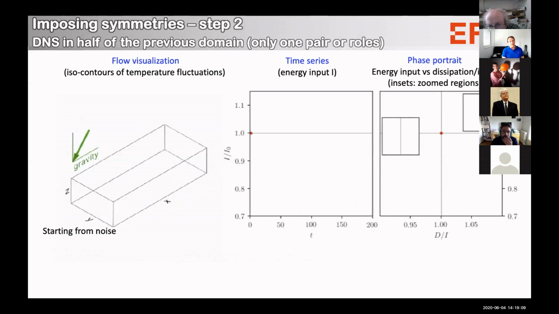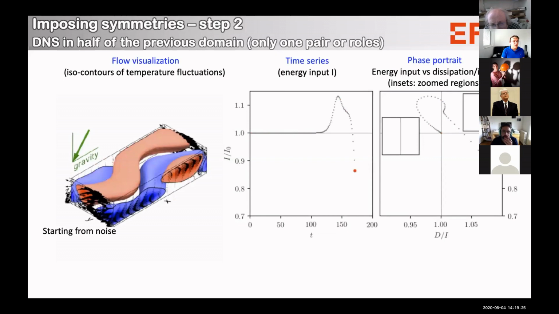So let's do the following. Let's increase the symmetries even more. In other words, I now put this into a smaller periodic box. And we do the same thing. I start the simulation with a little bit of noise. We already know we are going close to the longitudinal rolls. Now, this is just a zoom in.